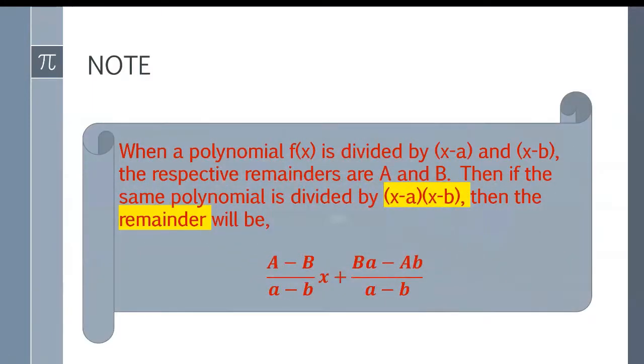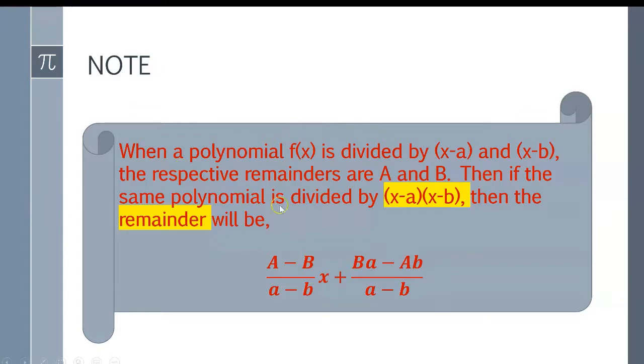Now, an important note is that when a polynomial f(x) is divided by x minus a and x minus b separately, the respective remainders are A and B. So when f(x) is divided by x minus a, the remainder is capital A. When f(x) is divided by x minus b, the remainder is capital B. So this is the given condition.